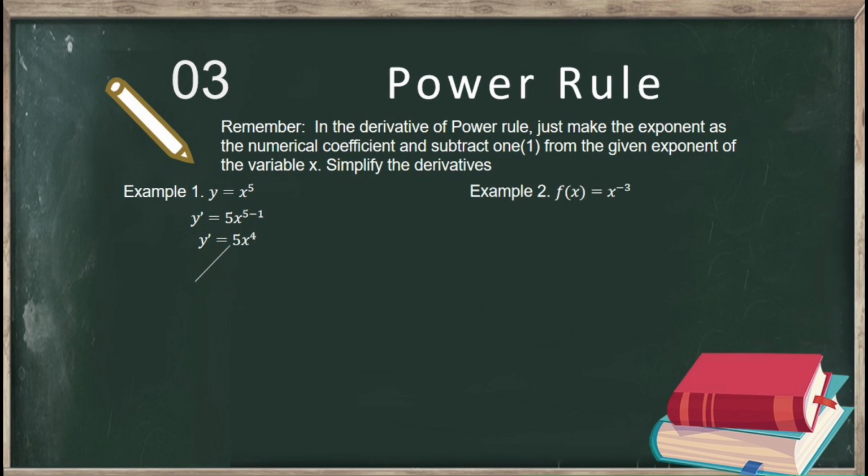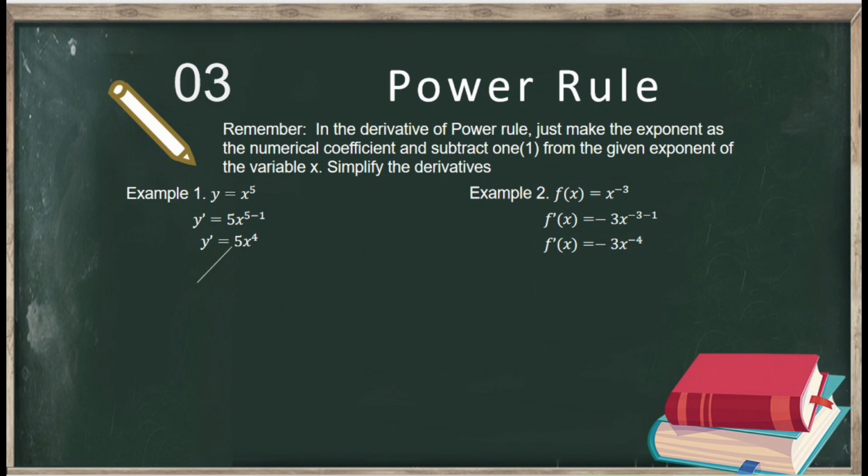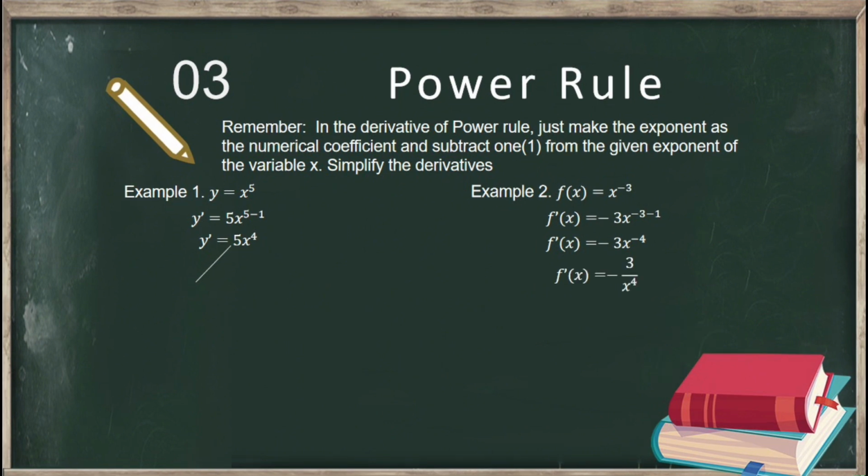For example number 2, we have f of x is equal to x to the power of negative 3. Same process, ibaba na nato ang exponent, which is negative 3. Dayon atong minusan ang exponent og 1. So we have negative 3x to the power of negative 4. And to make our exponent positive, ibaba na nato si variable. So we have negative 3 over x to the power of 4.